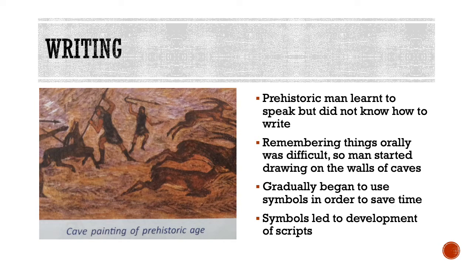So gradually they learnt to use symbols. Now symbols were easier to make and they could be done quickly. So slowly symbols led to the development of scripts. Now we had different kinds of scripts coming up slowly. These are forms of writing.